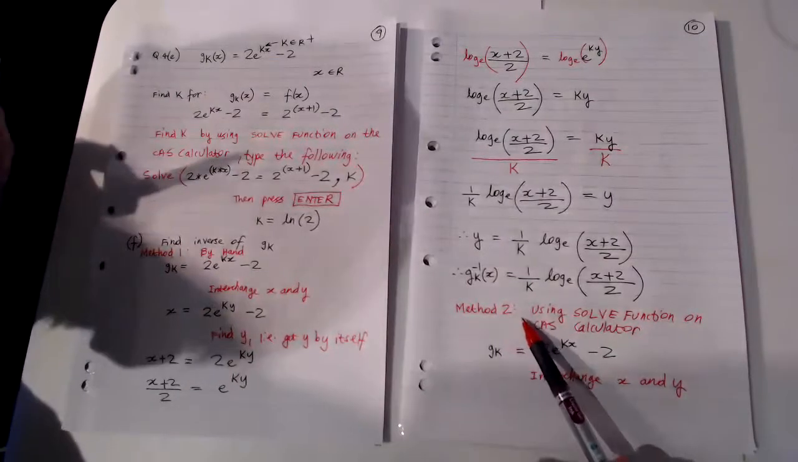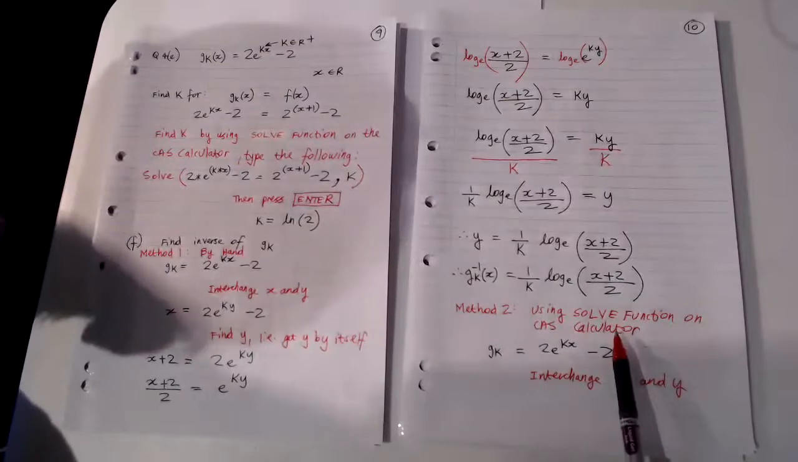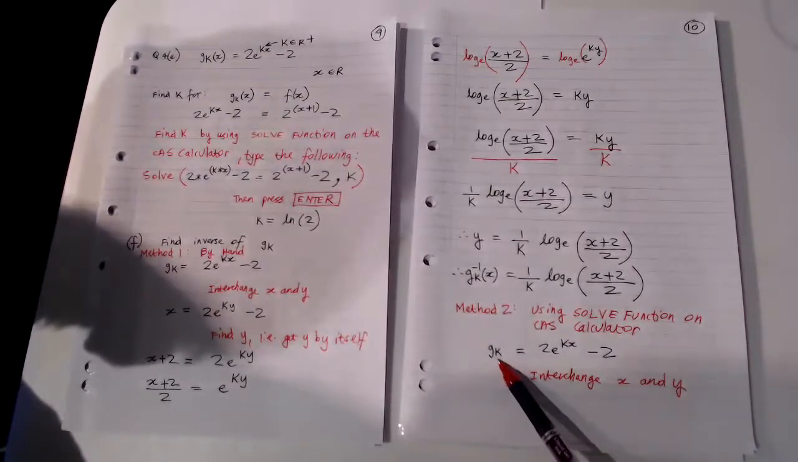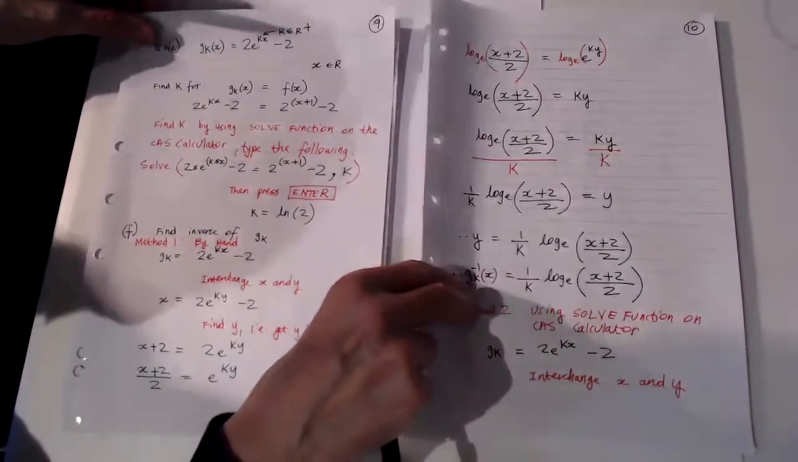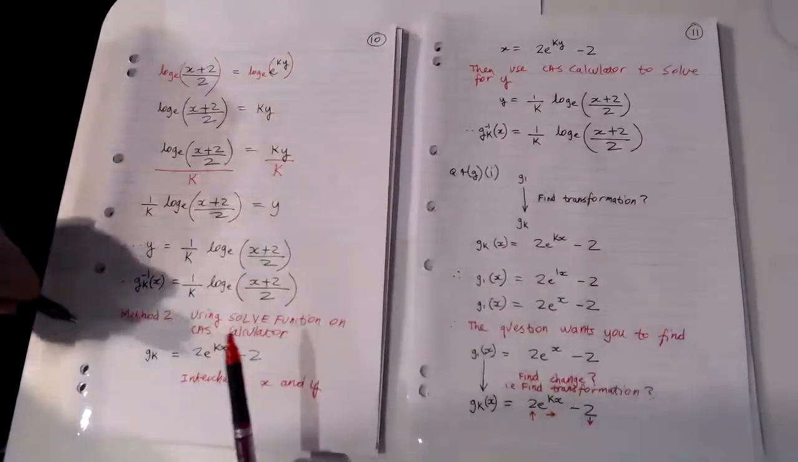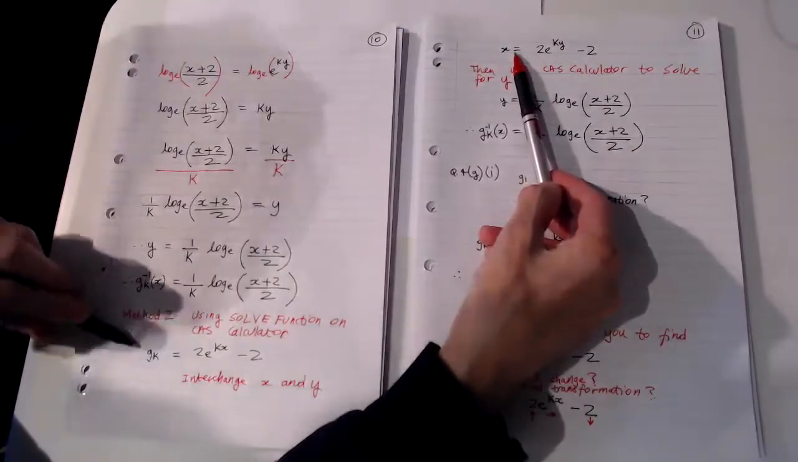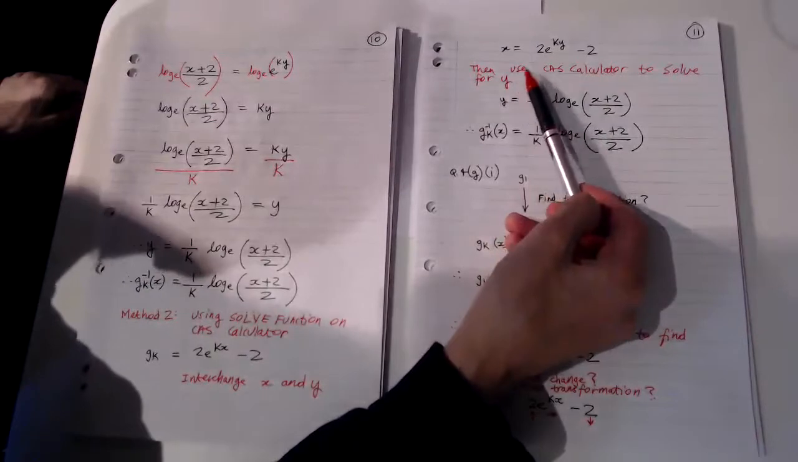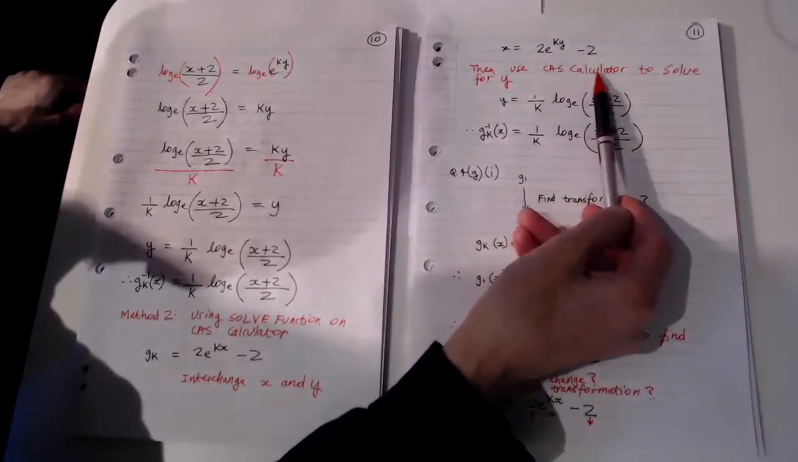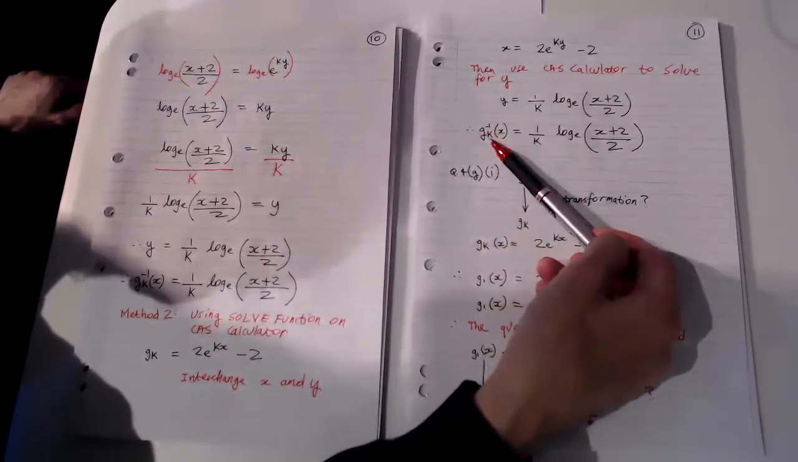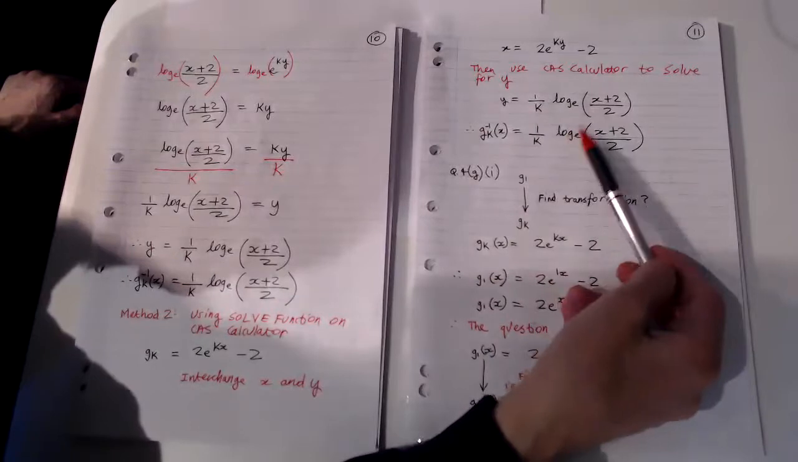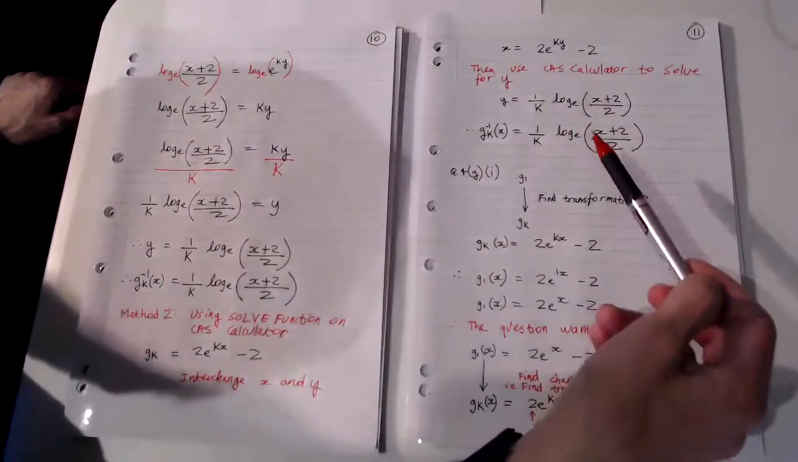The second way of finding the inverse is to use the solve function of the CAS calculator, which goes like this. g subscript k is equal to 2e to the power kx minus 2. Interchange all the x and y's, so wherever you see a y, you put an x, and wherever there's an x, you put a y. Then we get y by itself by using the CAS calculator to solve for y. The CAS calculator will give you that the inverse function of g is equal to 1 on k log e of (x plus 2) on 2. And that's the end of part F.